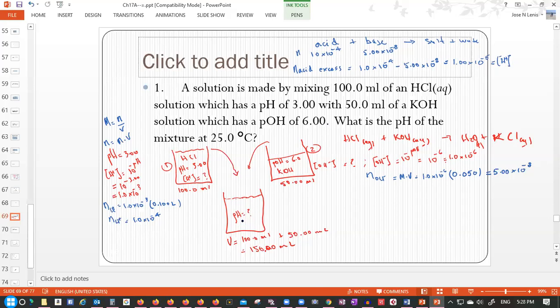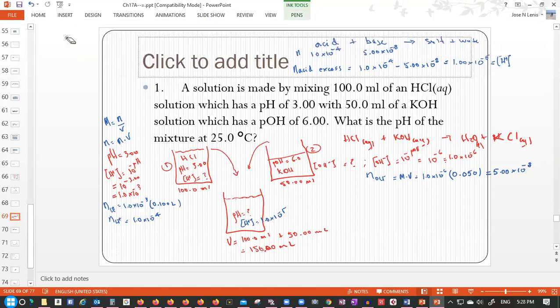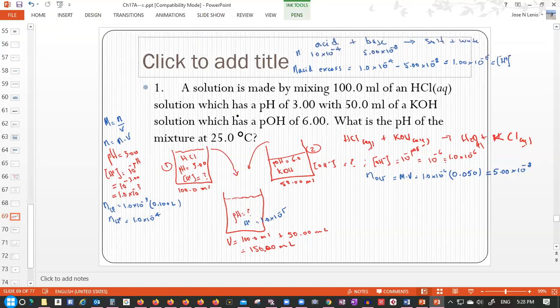Here, once they combined, the new concentration of H plus is 1.0 times 10 to the negative 5. Oh, sorry, no, this is not concentration. I got so excited. Not yet. This is just moles. The number is moles of acid in excess. So we need to find the concentration. Now let's convert back to concentration.